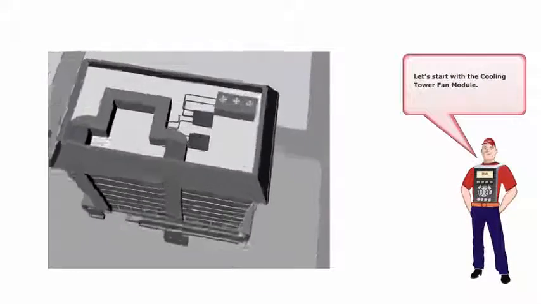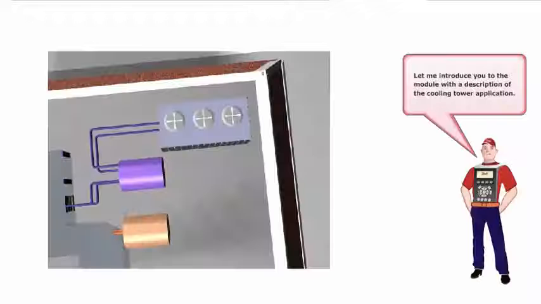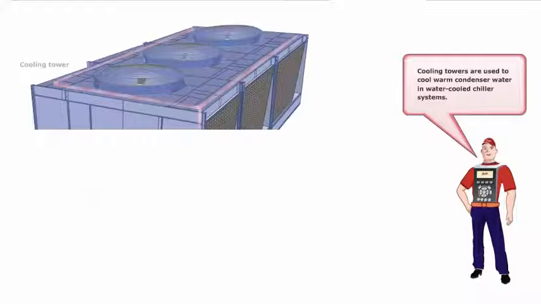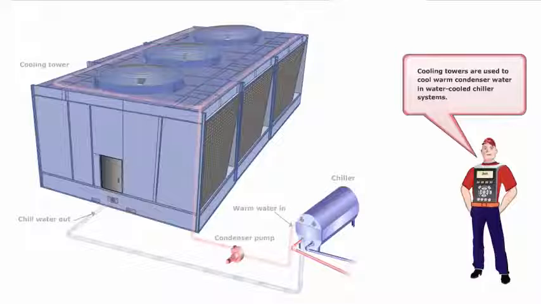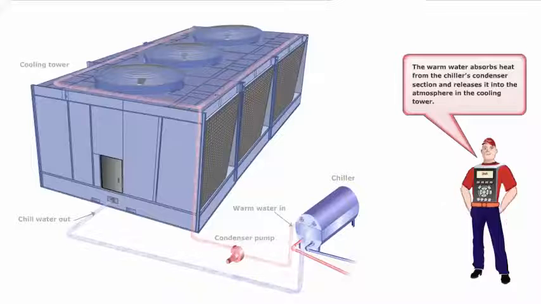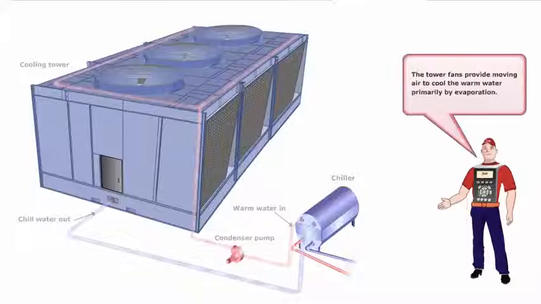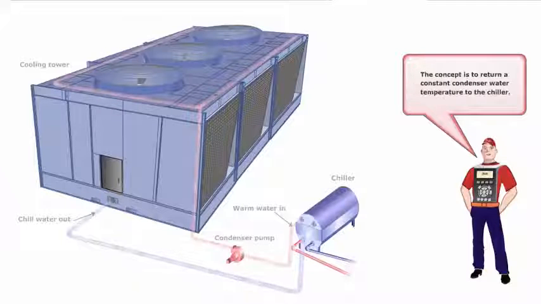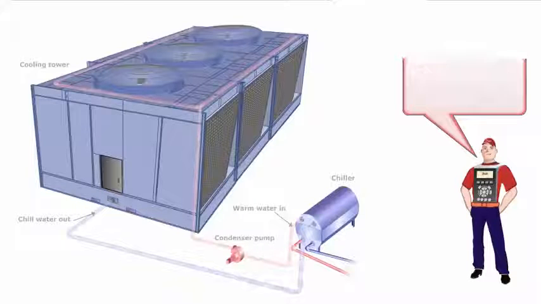Let's start with the cooling tower fan module. Let me introduce you to the module with a description of the cooling tower application. Cooling towers are used to cool warm condenser water in water-cooled chiller systems. The warm water absorbs heat from the chiller's condenser section and releases it into the atmosphere in the cooling tower. The tower fans provide moving air to cool the warm water, primarily by evaporation. The concept is to return a constant condenser water temperature to the chiller.